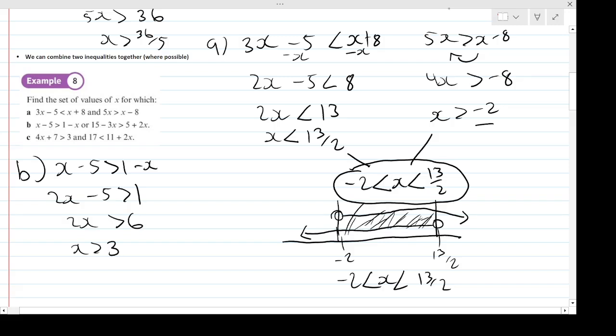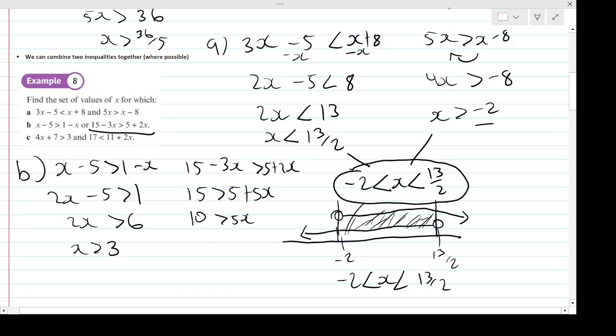Cool. Likewise, then we're going to solve this inequality. 15 minus 3x is greater than 5 plus 2x. Hope you have room here. Well, I'm going to add the 3x to both sides. So 15 is greater than 5 plus 5x. Then I'm going to move the 5. So 10 will be greater than 5x.